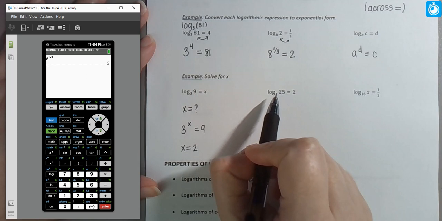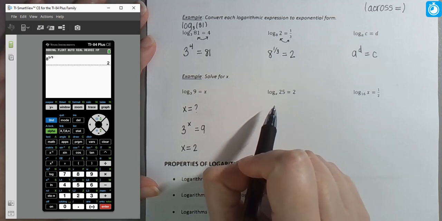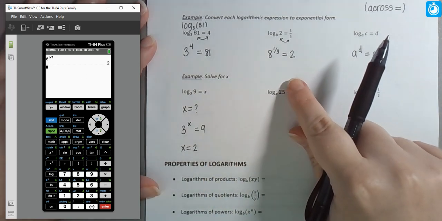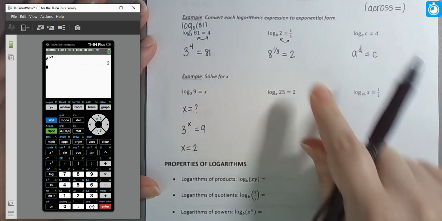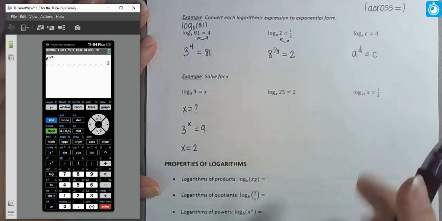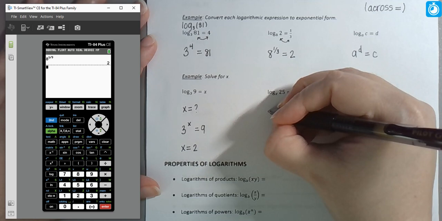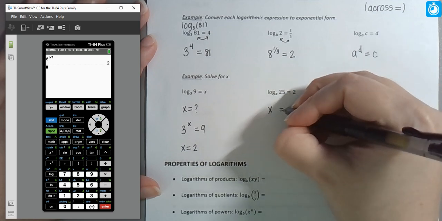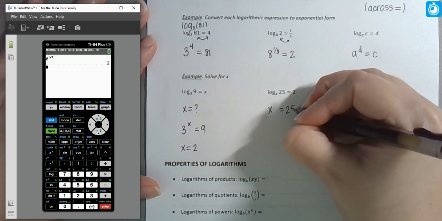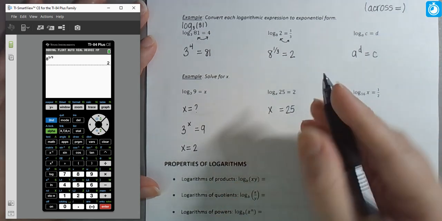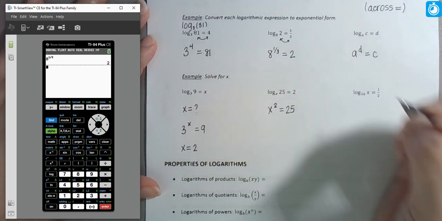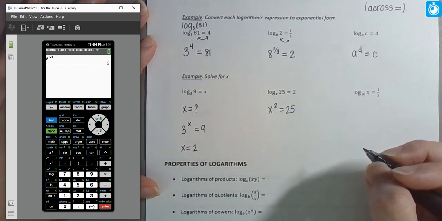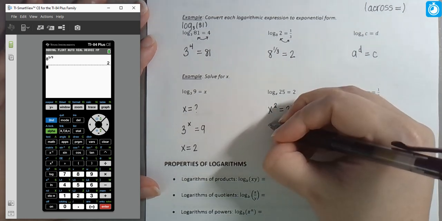Now what if x moves so that it is now the base of our logarithm? So now we're saying something to the second power gives me 25. So our base to some power gives us 25. Well, in this case, our base to the second power gives us 25. So what would x have to be?